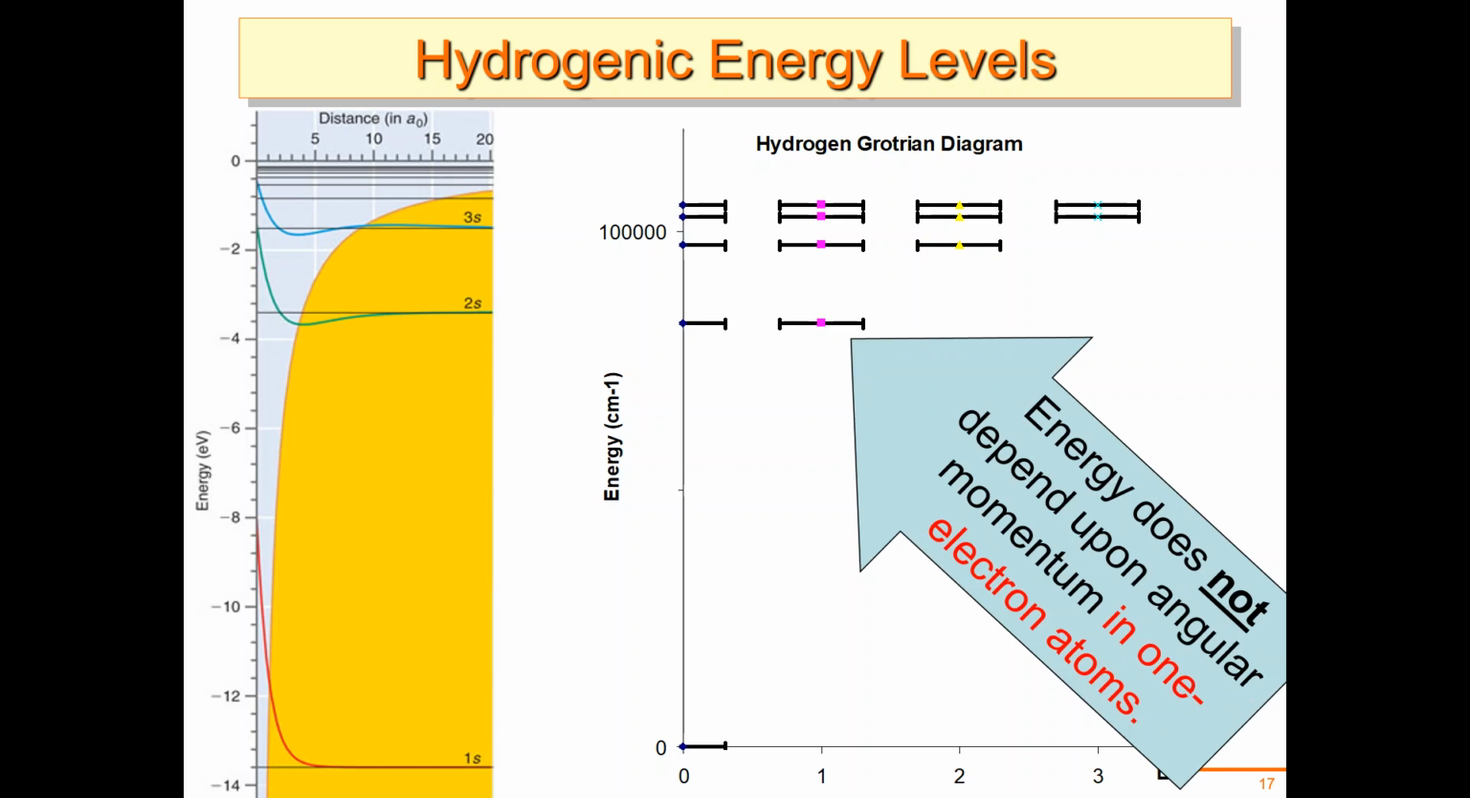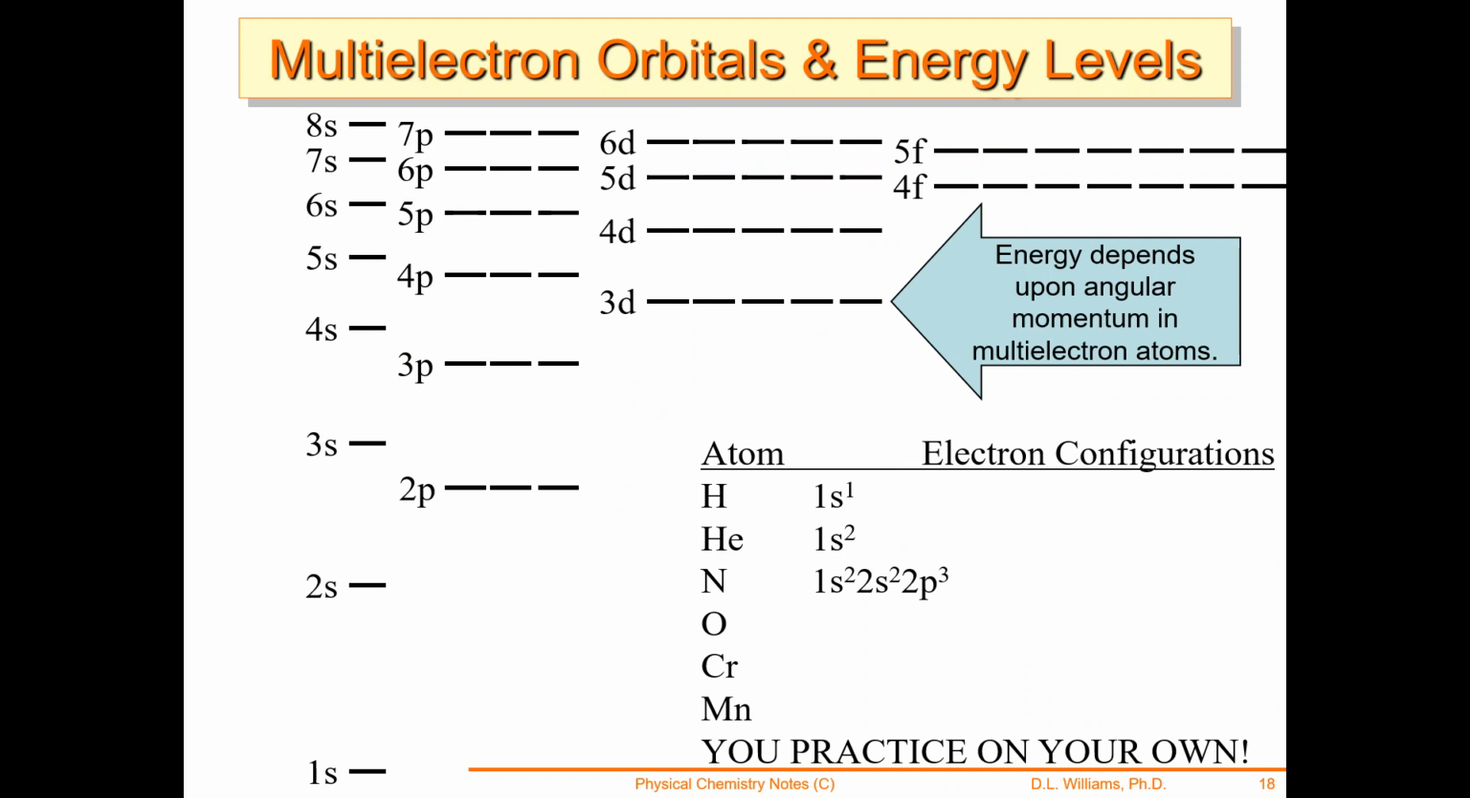Now in the hydrogenic orbitals, we'll end with this, the energy doesn't depend upon S, P, D, and F. In multi-electron orbitals, it does. Okay, and then next time we'll get into electron configurations and multi-electron atoms.